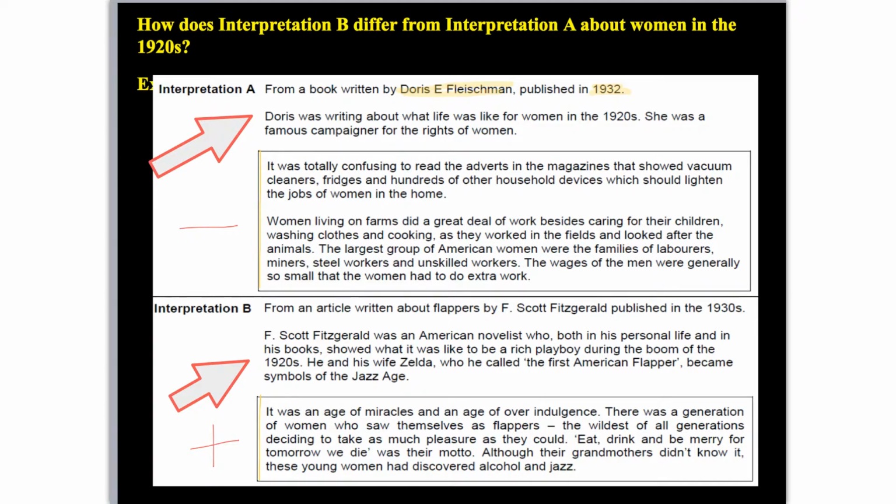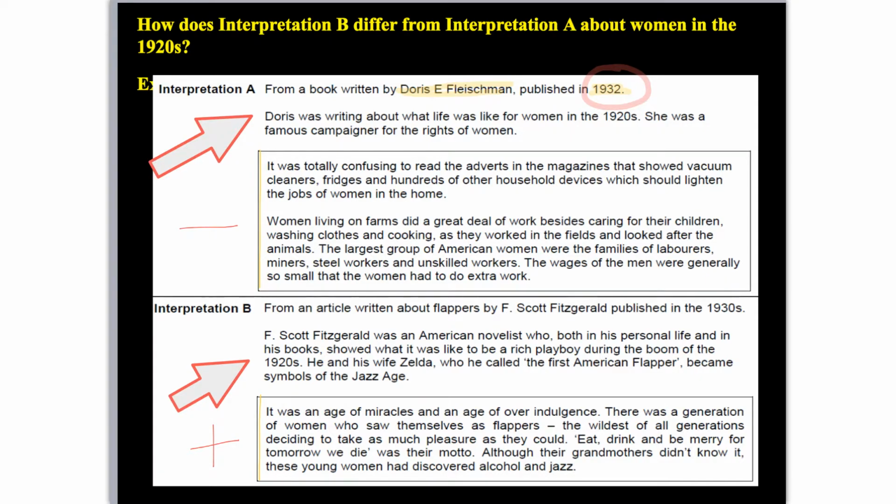Well, most of you will know that in the 1932 election, it was FDR, Roosevelt, who won the election over Hoover, and so we have a new president offering a new deal. And so might Doris Fleischmann here be trying to use that opportunity to put her own agenda forward? Leaving that to one side for a second, there is some more information provided about her. She was writing about what life was like for women in the 1920s. That's good. That's related to the question.